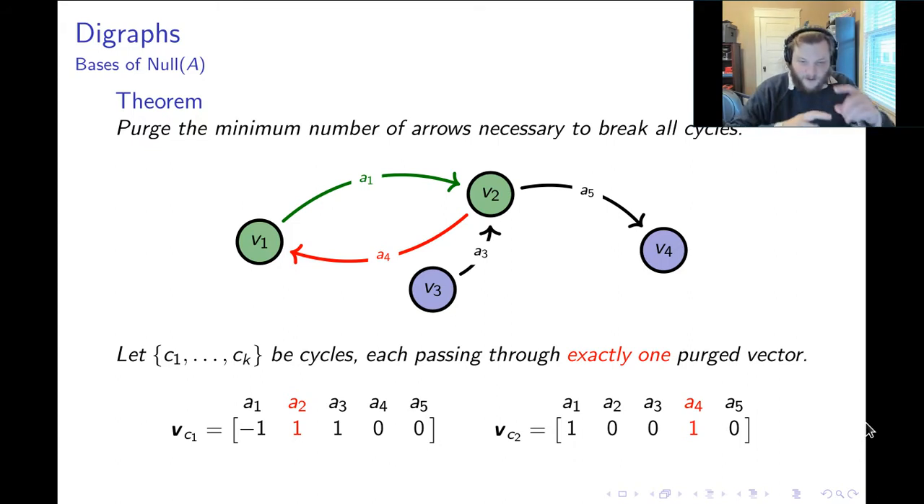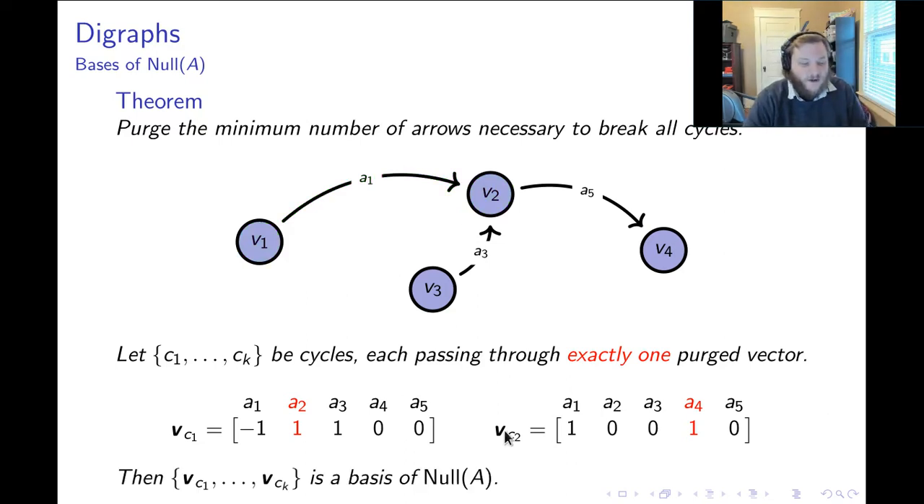So what we're suggesting is a systematic procedure. Purge the minimum number of arrows necessary to break the cycles. Go back to the original digraph and look at each of those arrows. Look at one cycle that goes through that arrow once and avoids the other purged arrows, and represent that cycle numerically with cycle vectors. If you go through this procedure, you will always produce a basis of the null space of the matrix.